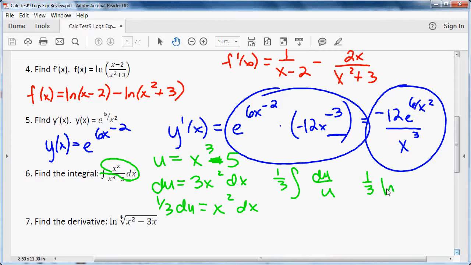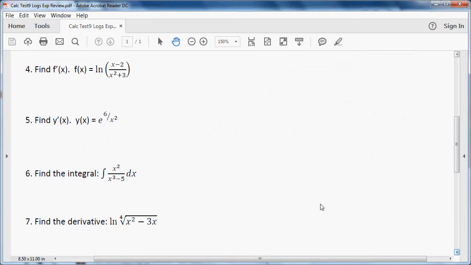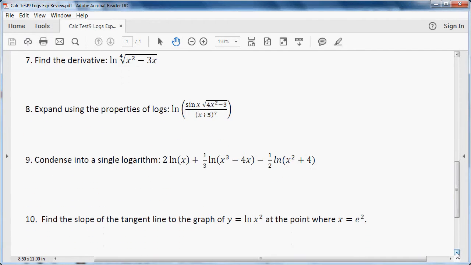Next up, 7, 8, 9. 7, we're finding the derivative. So I'm going to use the properties to rewrite. First of all, we know the fourth root is the same thing as a power of 1/4. And the properties allow me to rewrite that, still on the original equation, by bringing that 1/4 out front like that. So I have not taken any derivative yet. I've just been using the properties of logarithms to rewrite it.